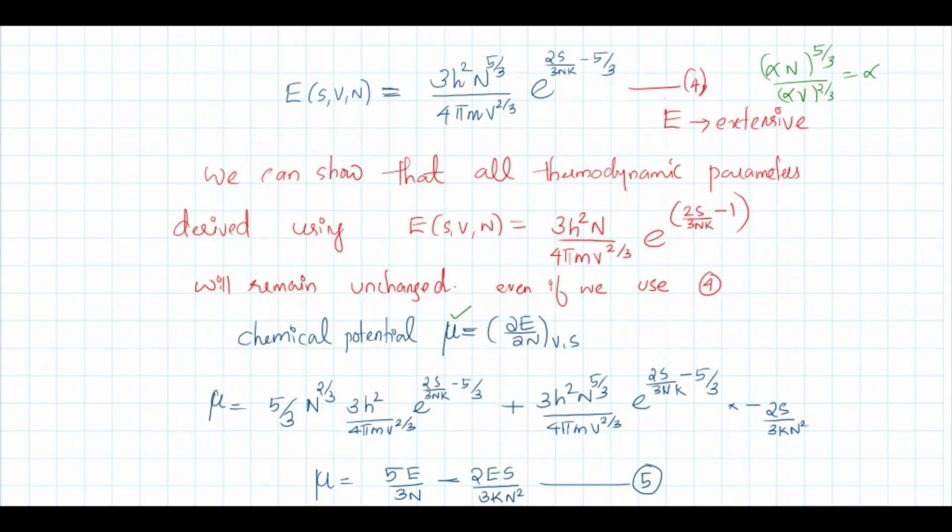So take the derivative of this expression with respect to n. There are two n dependent terms. One is n raised to 5 by 3, the other one is in the exponential term. So you will get two terms for the derivative. This n raised to 5 by 3 derivative is 5 by 3 n raised to 2 by 3, all other things constant. Plus take the derivative of the exponential. Then you will get exponential into 2s by 3nk. Derivative: 2s by 3k is constant, and the derivative of 1 by n is minus 1 by n square. Rearranging this, you can write it as mu is equal to 5E by 3n minus 2Es by 3k n square. Equation number 5.